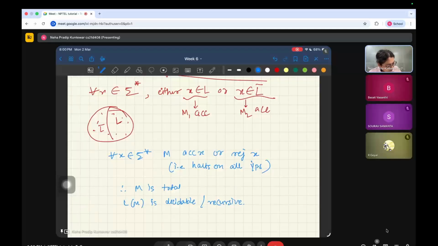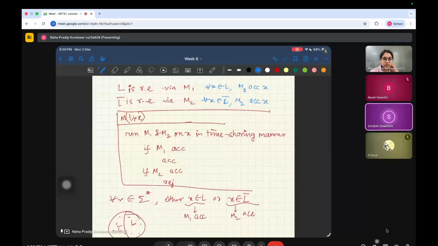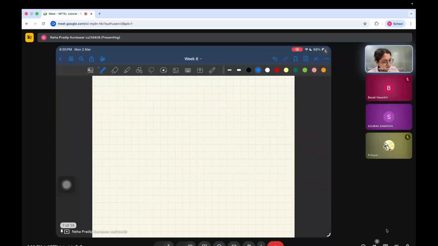Okay, is this fine? Yes, it's fine. But another question: I'm designing a Turing machine that converts a binary string into an equivalent unary string.